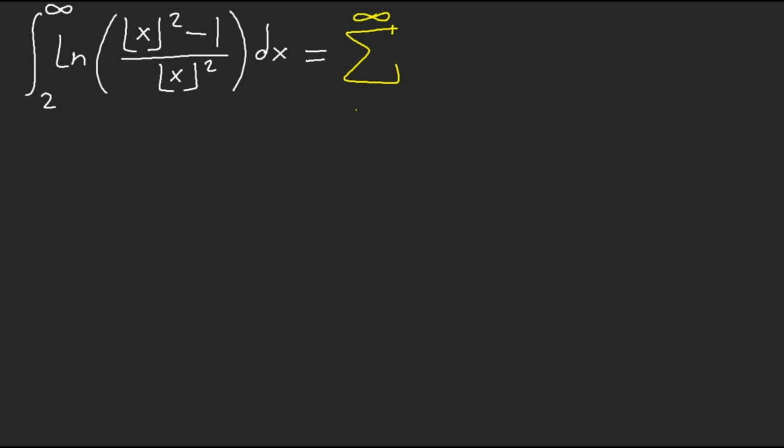Infinity. Our lower bound is 2, so we start at n equals 2. ln of (n squared minus 1) over n squared. Alright, now what? This is one of the most annoying things that I hate about integration, piecewise integration specifically, because we're not here to solve sums. We're here to solve integrals. But here, we're given a sum. So this is the most annoying part. So how do we solve this? What on earth do we do?